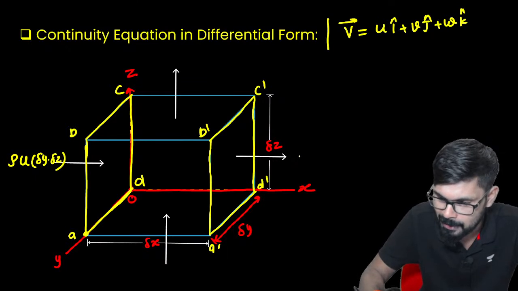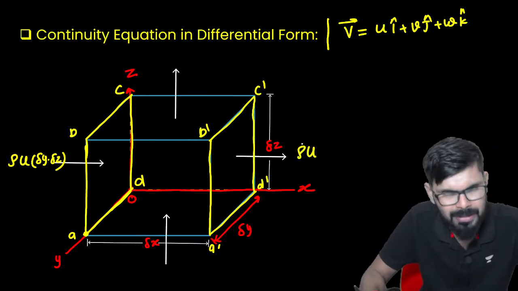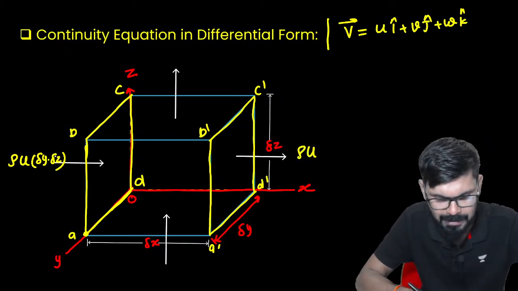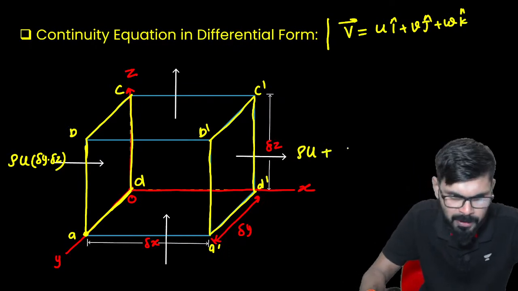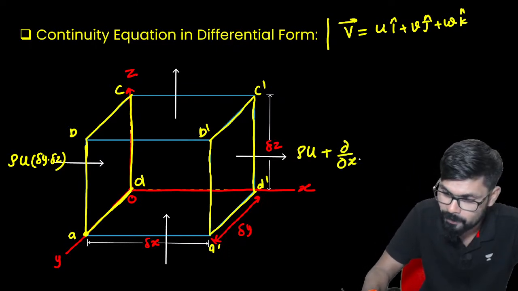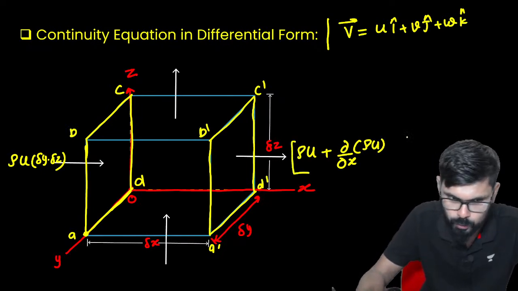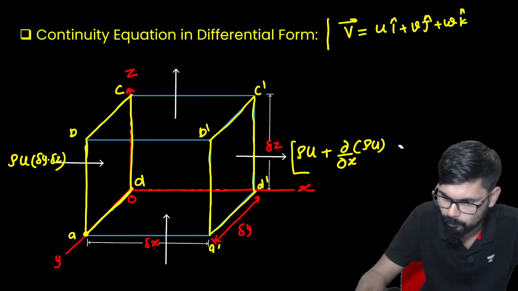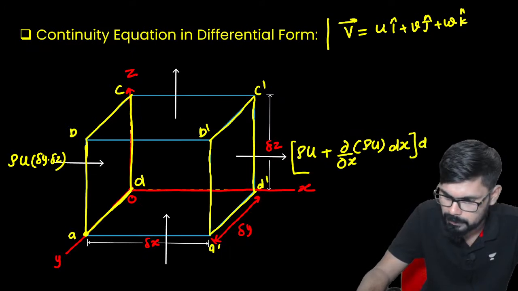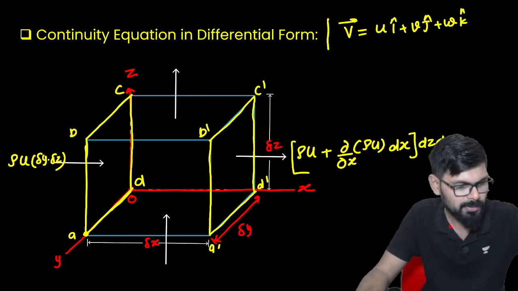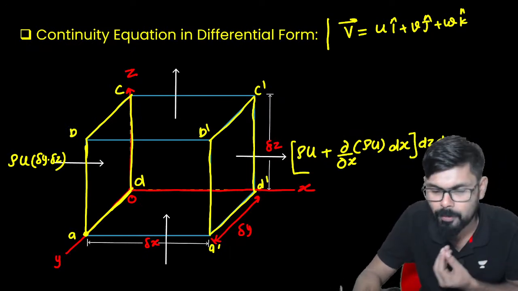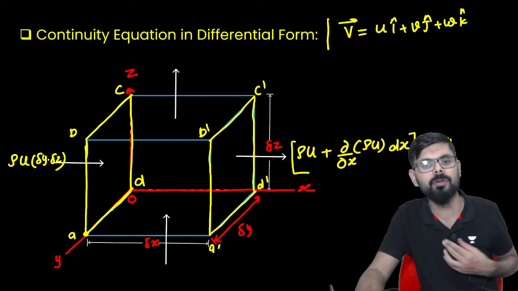So I can say that it is going to be dou u, and we will take delta by delta z common, plus dou by dou x of this change of this variable, dou u into dx dz dy. Clear? Did you understand this point? This is basically coming from Taylor expansion.